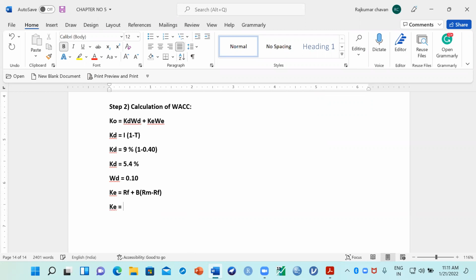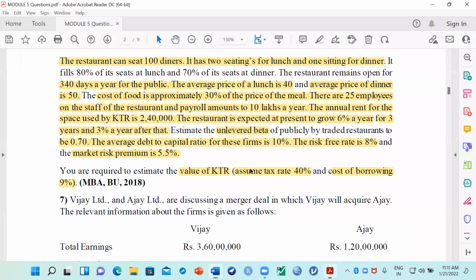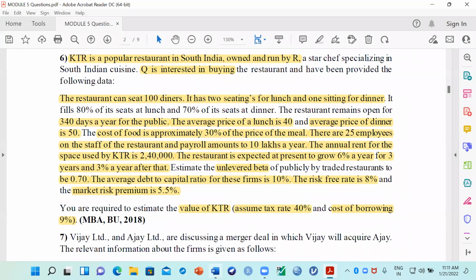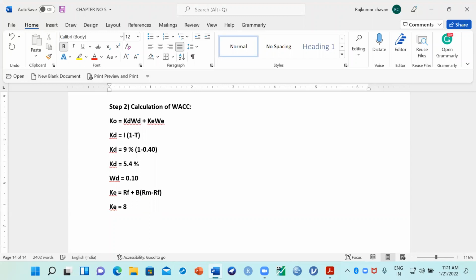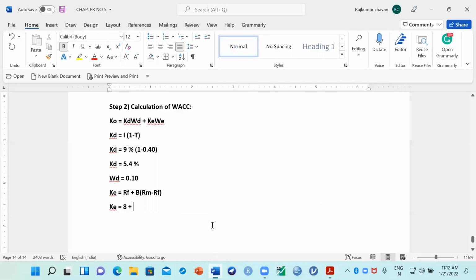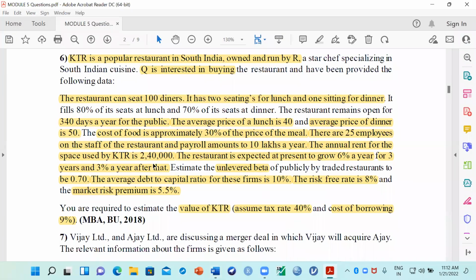So the KE is RF. What is the value of RF? Let us see the question. The risk-free rate given here in the question is 8%. The company's RF value is given here, 8, plus what is the beta value? Beta of this particular restaurant is how much? 0.7. And RM minus RF. Is RM minus RF given? Is market return given or market premium given in the question? They have given something called what? So what is the final answer over here?